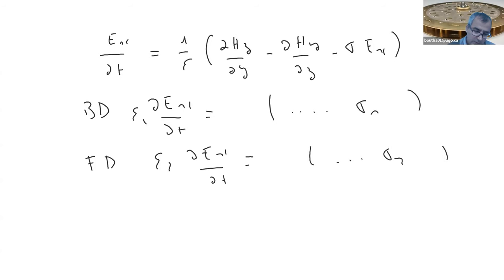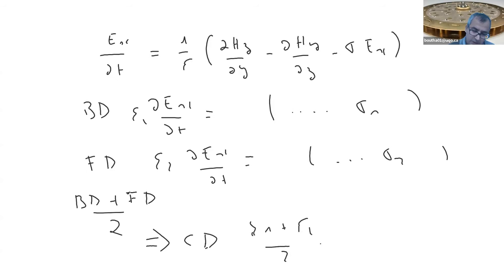If I do that first equation, backward difference, plus forward difference, and I divide by two, this is equivalent to central difference. It's easy to show it. If you look back to the equation we got for backward difference and the equation for forward difference, if you add them and you divide by two, you get central difference. In that case, you're going to have here epsilon one plus epsilon two over 2, etc., and the same thing for sigma. Sigma 1 plus sigma 2 over 2.